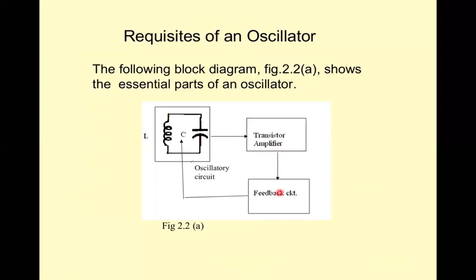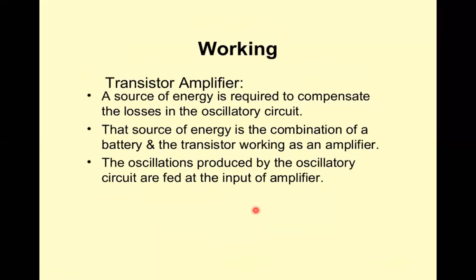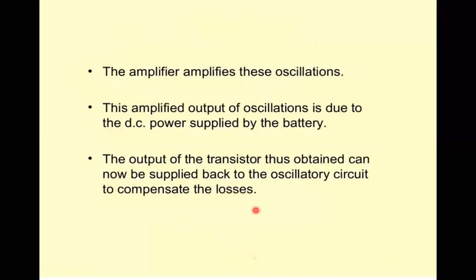What is the feedback role? The feedback circuit is used to feed back a fraction of the amplifier output to the oscillatory circuit. The phase of this feedback should be such that it aids the oscillations and compensates the losses. So this is how the oscillator works, as an oscillator circuit, a transistor as an amplifier, and a feedback circuit. So we can understand from this. And there are certain conditions which we have to see.